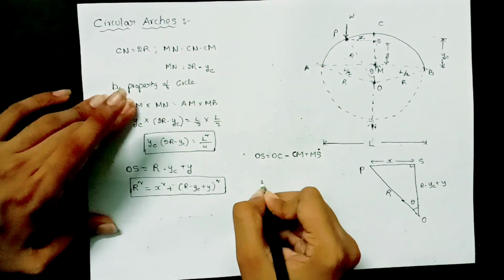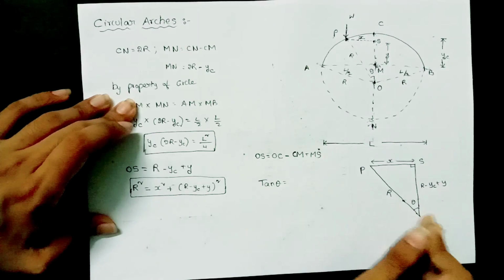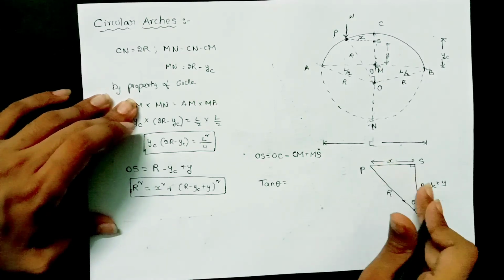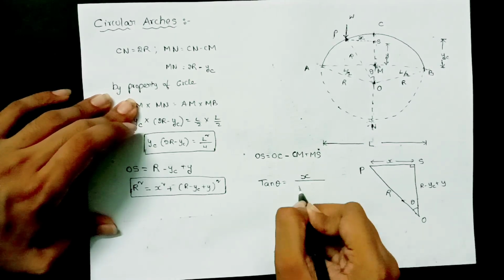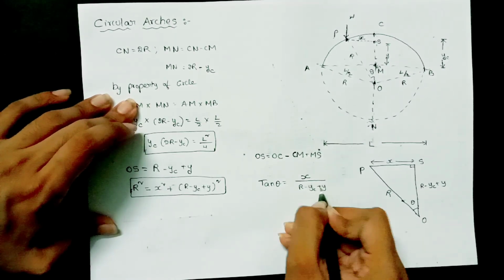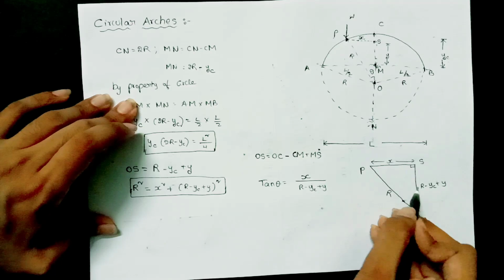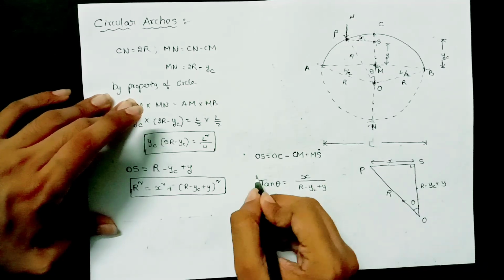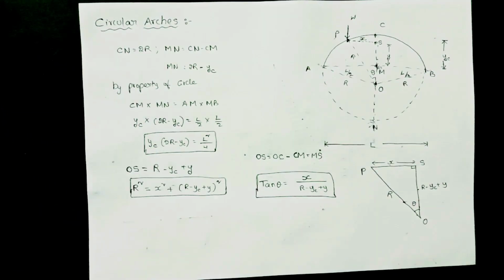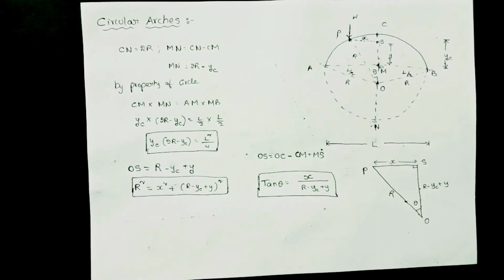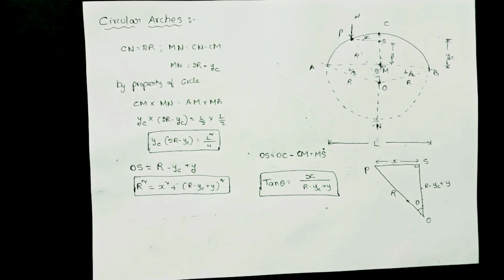Now from this triangle, tan theta equals opposite side by adjacent side. So opposite side is X and adjacent side is R minus YC plus Y. So this is another formula which is used for calculation of theta value. Okay, so this is the derivation in the circular arches.